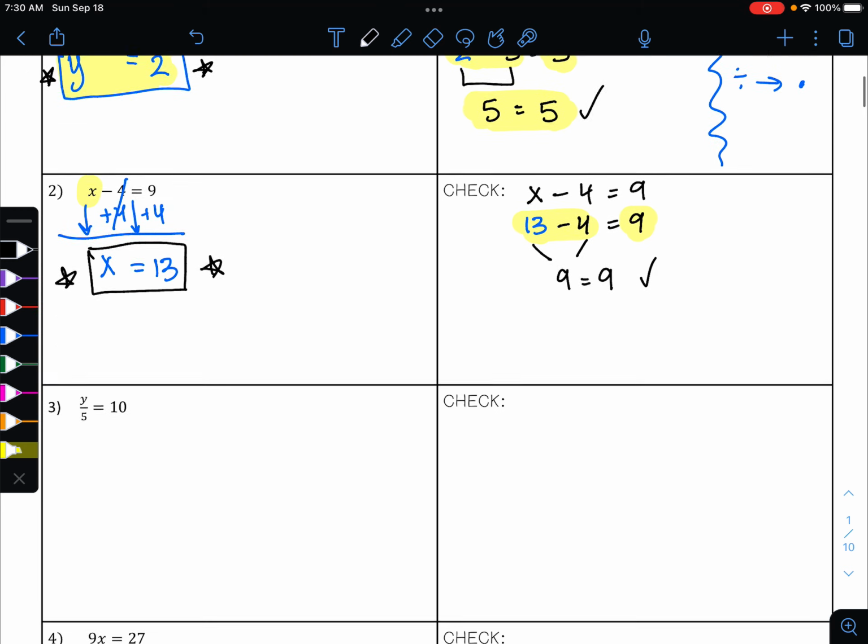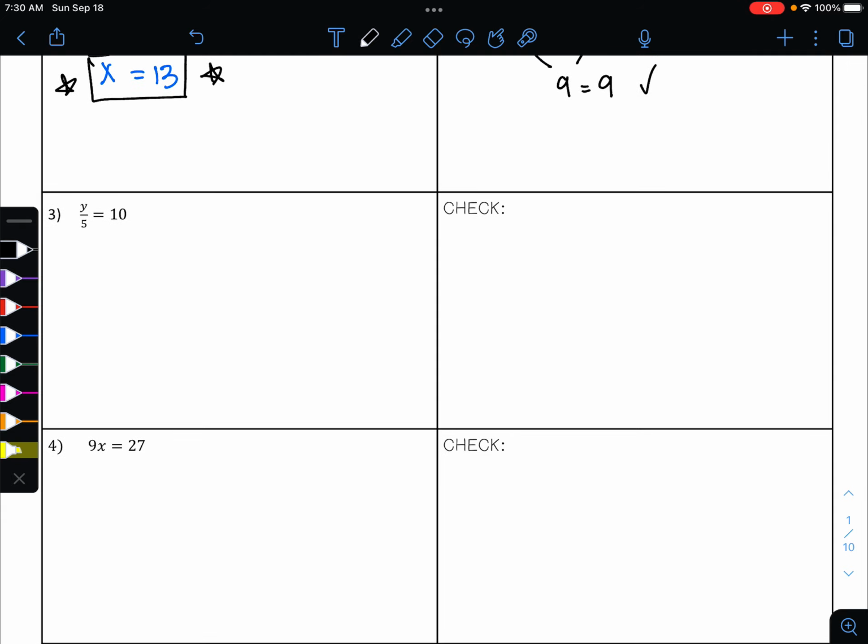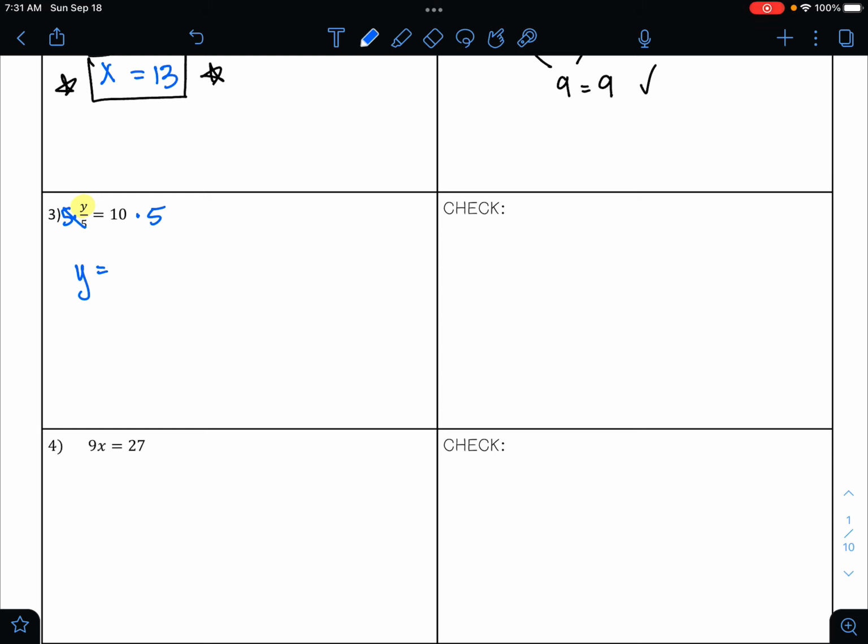Let's look at number 3. On number 3, we have y divided by 5 equals 10. Our goal is to get y by itself. Right now, we are dividing y by 5. So to undo division, I'm going to do multiplication. Multiplication undoes division, and so that's just going to leave me with y. 10 times 5 is 50. So my answer is y equals 50.